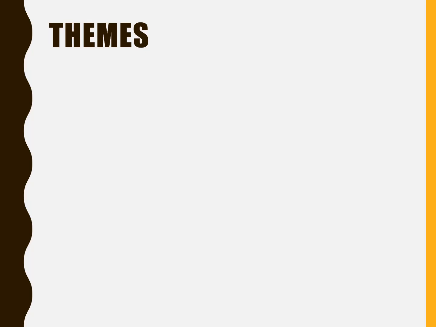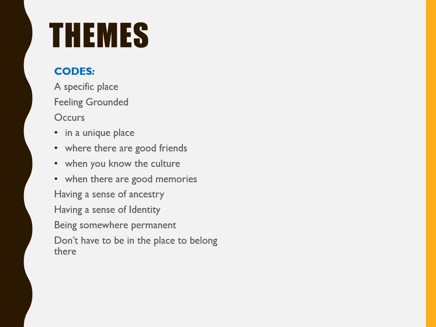Probably the best thing to do is show you. This is another example that I've taken from Johnny Saldana, and it's from a phenomenological study on belonging. So various people were asked what belonging meant to them, and the data resulted in the following codes. So there are codes of a specific place, feeling grounded, belonging occurring in a unique place, where there are good friends, when you know the culture, when there are good memories, having a sense of ancestry and a sense of identity, being somewhere permanent, and an observation that you don't have to be in the place to belong there.